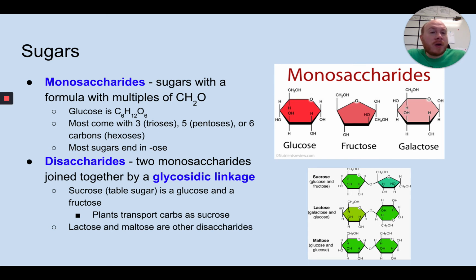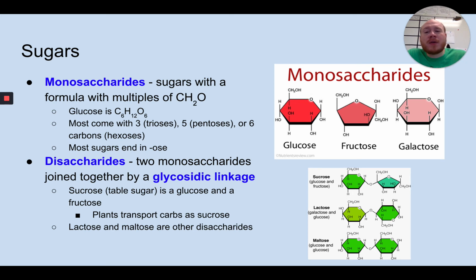A 3-carbon sugar is called a triose. A 5-carbon sugar is a pentose. An example of this is in DNA and RNA. And then 6 carbons, which are hexoses, which is a lot of our food sugars. Most sugars end in ose. So if you see a word that ends in ose, there's a good chance it's a sugar of some kind. So keep that in mind, or a carbohydrate.